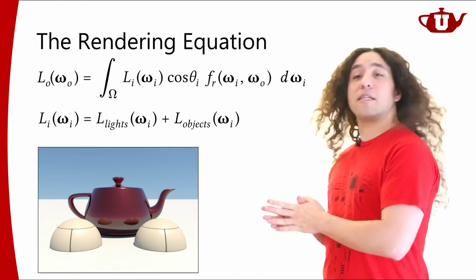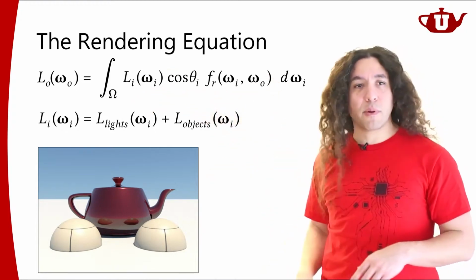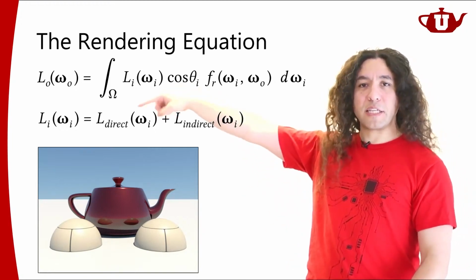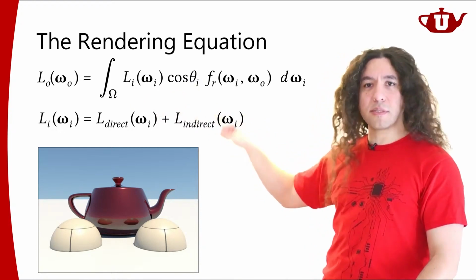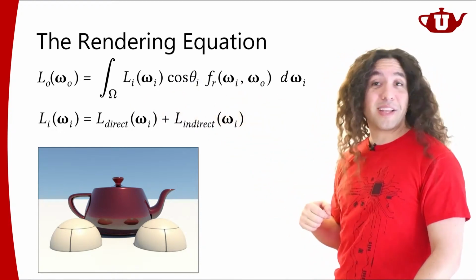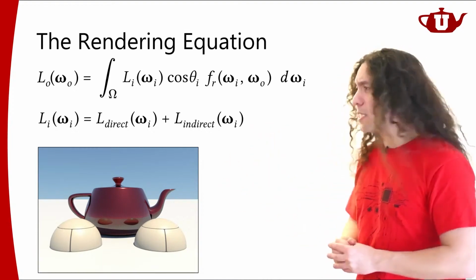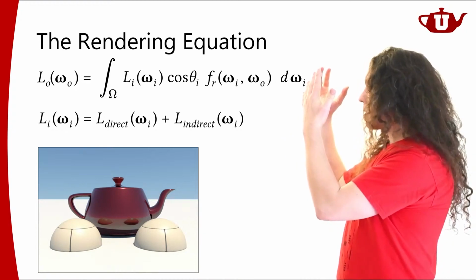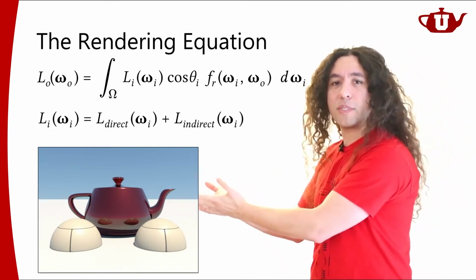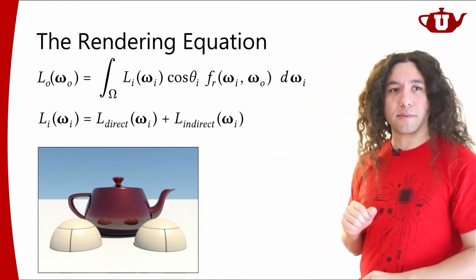Now, in this case, when we think about light coming from the light sources and light coming from the objects, the typical name for them is going to be direct illumination, light directly coming from the light sources; indirect illumination, light coming indirectly from the light sources, that is, light coming from the objects. So what does that mean? That means the light is coming from the light source, hitting an object, and then reflecting off of that object and illuminating another object. So that's why it's indirect illumination.